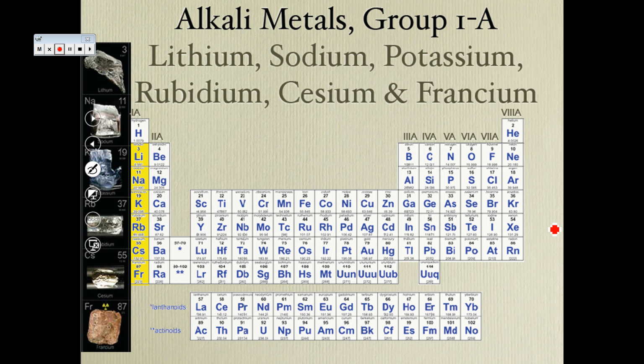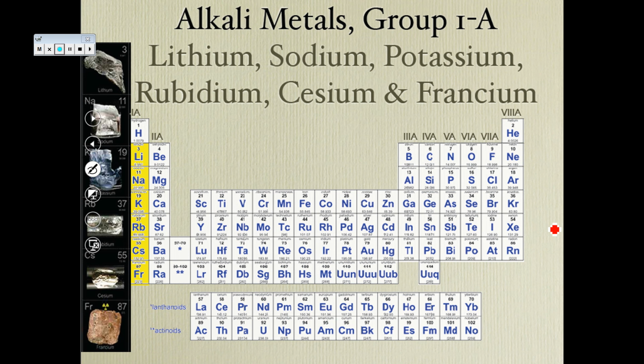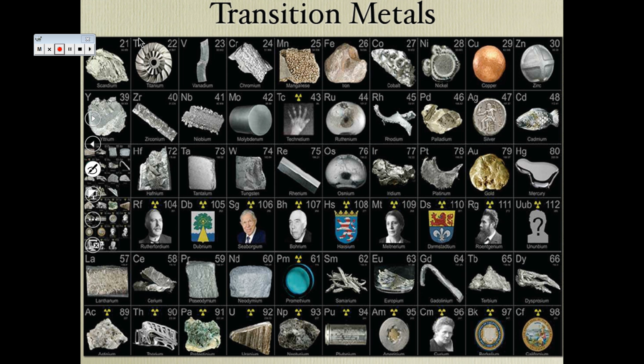The groups on the periodic table, some of them have special names. Group 1A are called the alkali metals. They are lithium, sodium, potassium, rubidium, cesium, and francium. Group 2A are called the alkaline earth metals. They're less reactive than the alkali metals, but more reactive than the other metals to their right. Just going back to the alkali metals, notice that hydrogen is not included as an alkali metal. The transition metals are those metals in that bottom valley that sort of separate the left and the right towers of the periodic table.